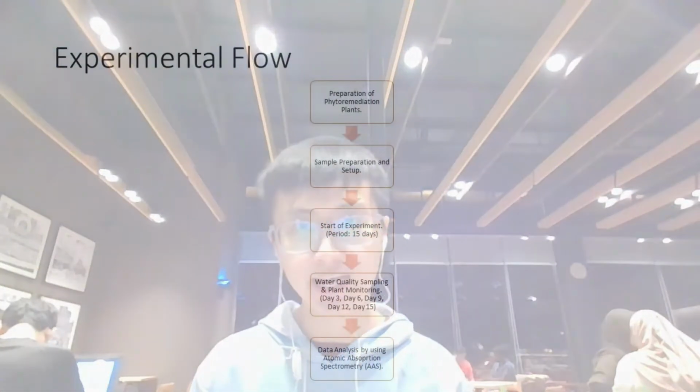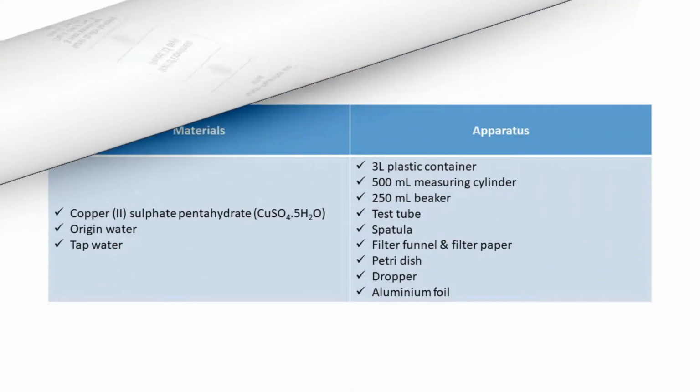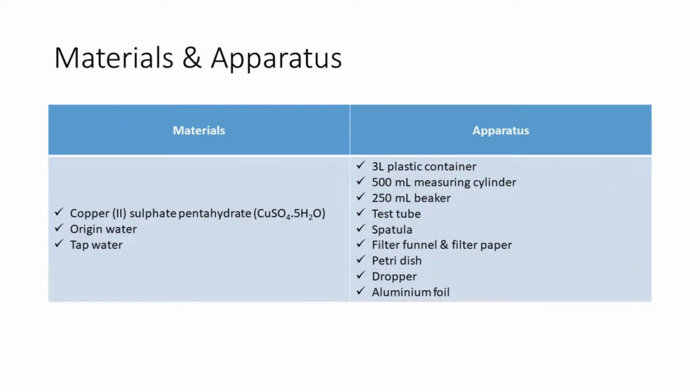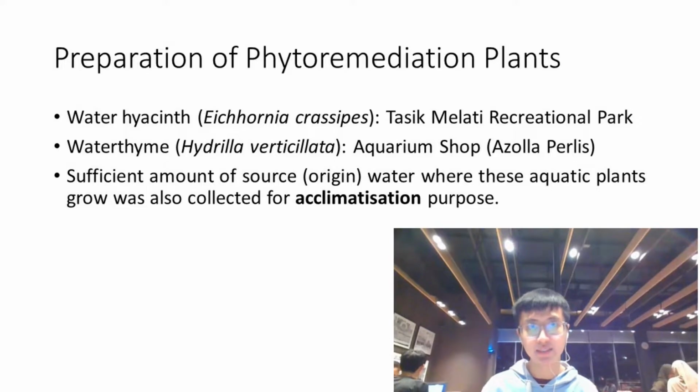As you can see from the slides, this flowchart indicates the overall experimental flow for our work. These are the materials used, where copper 2 sulfate pentahydrate is used to supply copper ions to the water samples. Next is the preparation of phytoremediation plants. Two types of aquatic plants were studied in this PBL, where water hyacinth was collected from Tasik Malaki, while water thyme was bought from an aquarium shop. A sufficient amount of origin water where these aquatic plants grow was collected for acclimatization purpose.